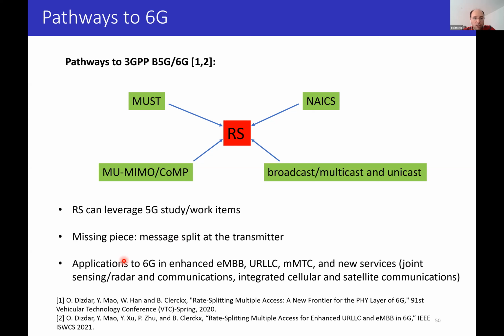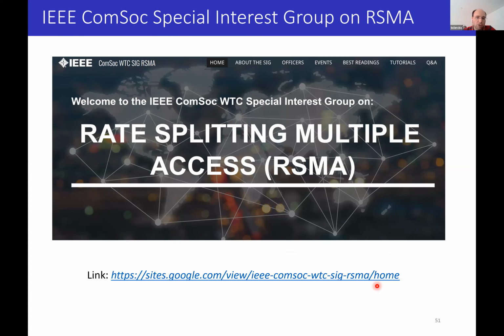And you can have application in 6G, in eMBB. This is the classical one that you look at when you try to maximize the throughput, but also in low latency communication, as I mentioned, in machine type communication. And you can have new services. I mentioned a bit about joint sensing and communication. You can have also integrated cellular and satellite communications and so on. So with this, I will stop here and I will answer any question.